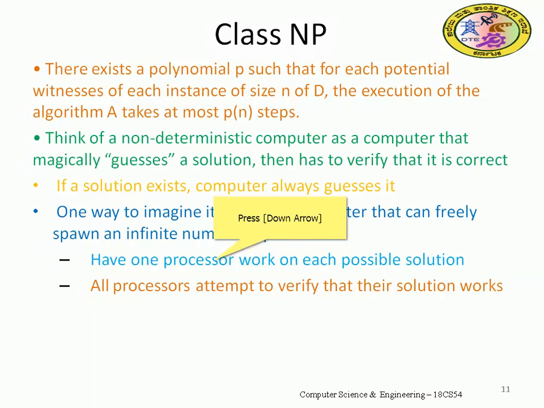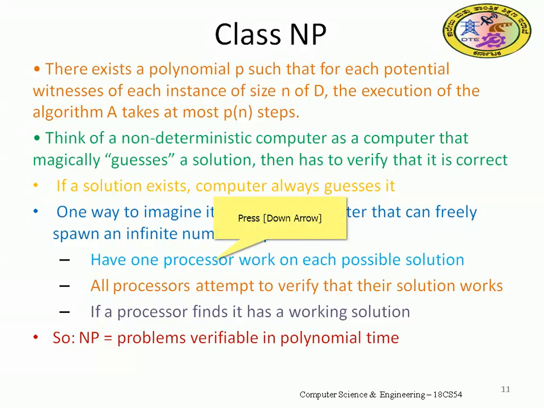So those are going to be solved by this processor, and it is going to provide a solution. All processors attempt to verify that there is a solution that works. So if a processor finds it has a working solution, a working solution that is visible or noticeable here, then NP is equal to problems verified in polynomial time, right?